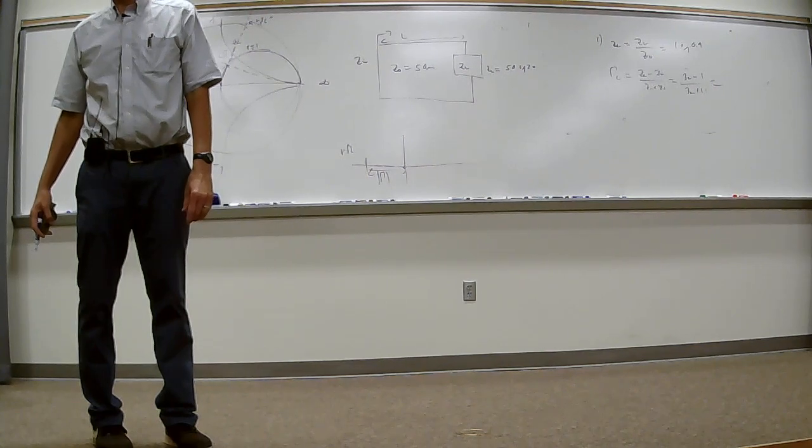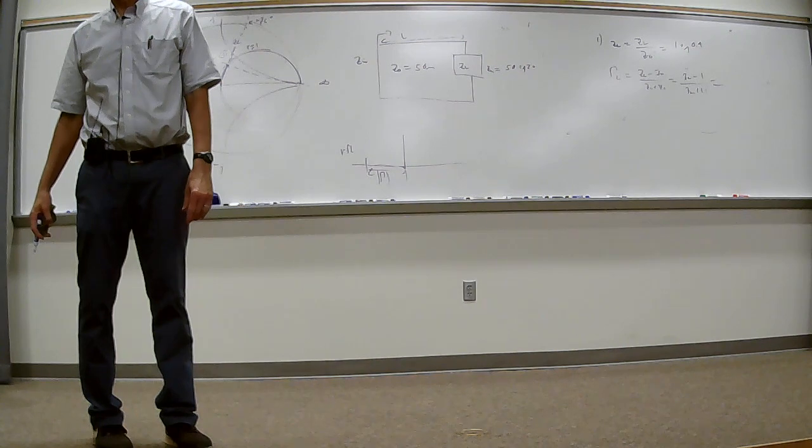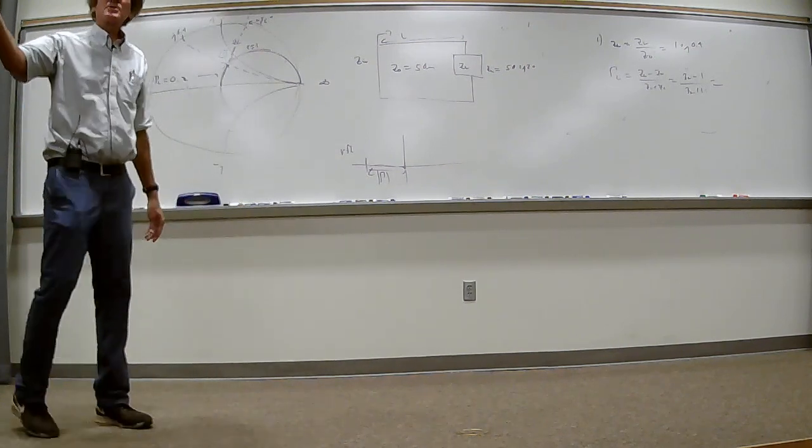1 plus 0.2 is 1.2. 1 minus 0.2 is 0.8. So 1.2 over 0.8, is that 1.6? Okay. We'll call it 1. I don't care. Y'all understand that, class?